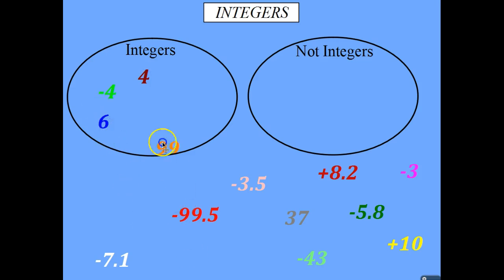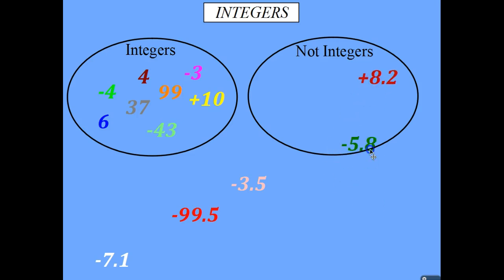And so I'm just going to grab and pull the integers. Okay, these are all integers. These are the whole numbers, right? 99 is a whole number. 37 is a whole number. Negative 43 is a whole number. Negative 3 is a whole number. Positive 10 is a whole number. Okay, so those are all integers.